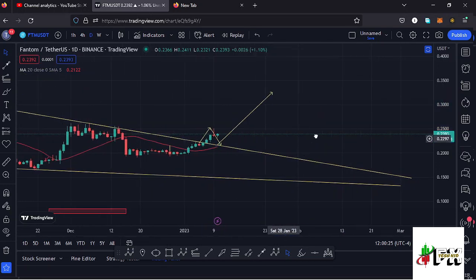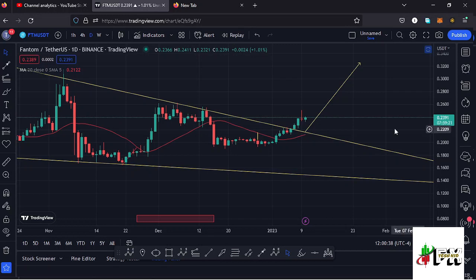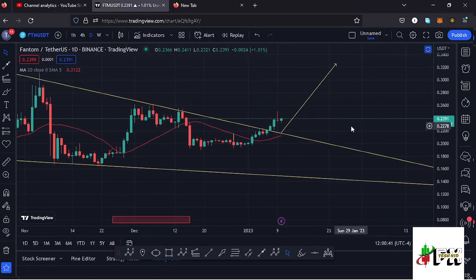But from what you can see here on the daily chart, after seeing our breakout to the upper side, we have seen a candlestick that is in formation right here that can indicate a reversal of prices here on the Fantom chart.